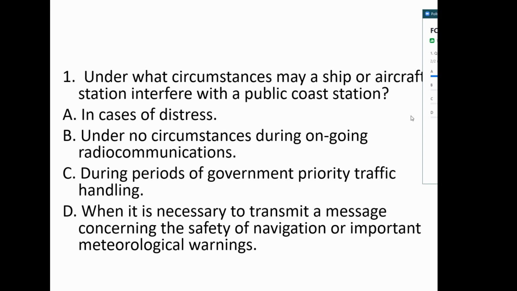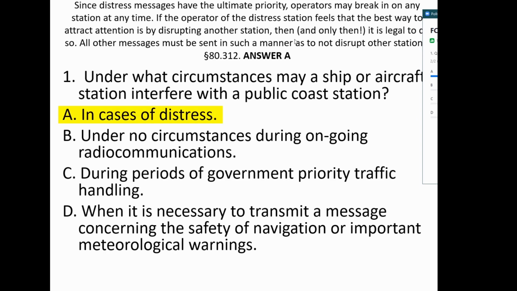Ship in distress, no problem. You can interrupt. And only then it is legal to do so. All their messages must be sent in such a manner as to not disrupt other stations.